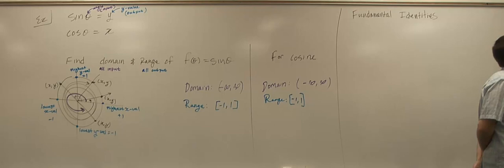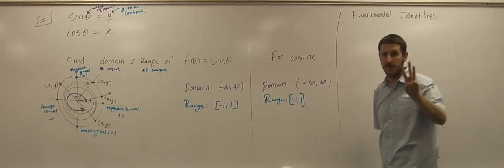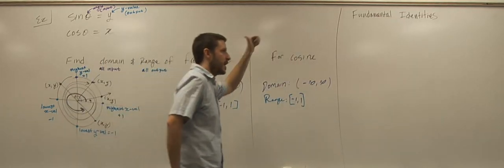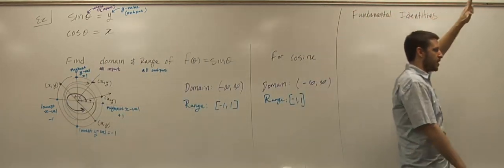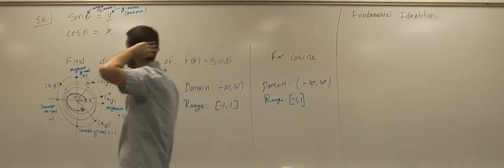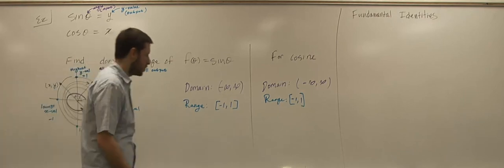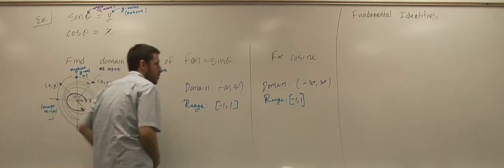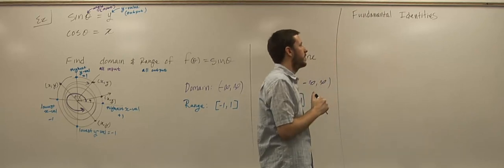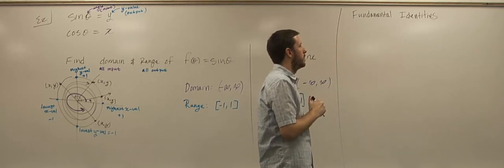Now, there are basically three types of fundamental identities. Reciprocal identities, quotient identities, and Pythagorean identities. The reciprocal identities and the quotient identities we've kind of already talked about, but let me state them here for you anyway and show you quickly where they come from.